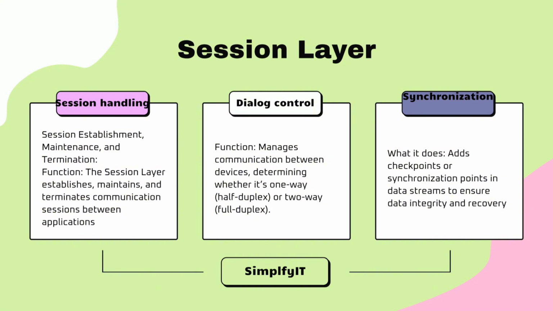Dialogue control. Function: manages communication between devices, determining whether it's one-way, half-duplex, or two-way, full duplex. Example: half-duplex. Like using a walkie-talkie, you can either transmit or receive, but not both simultaneously. Full duplex. Similar to a phone call, you can talk and listen simultaneously.